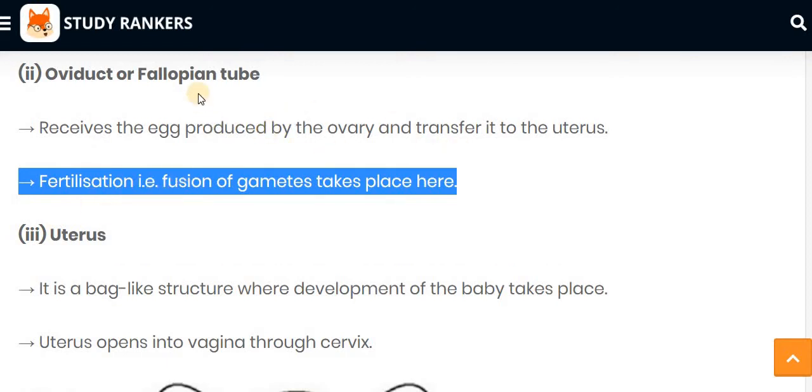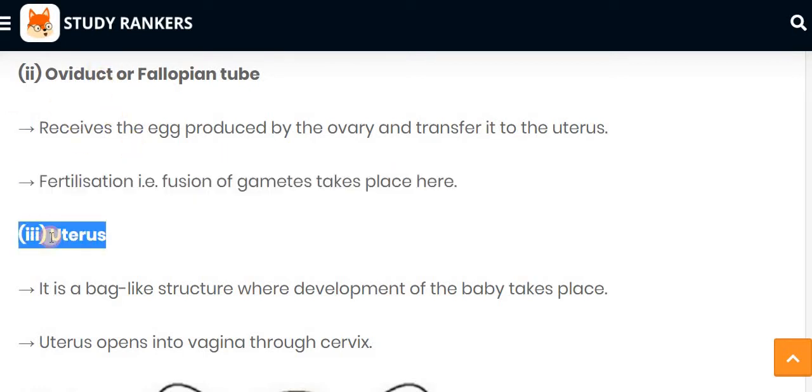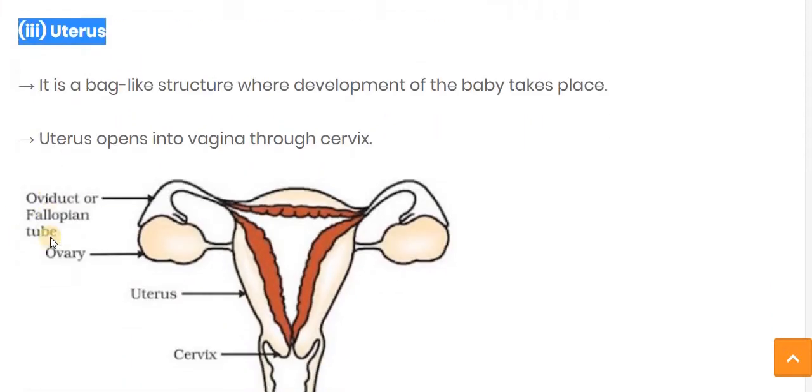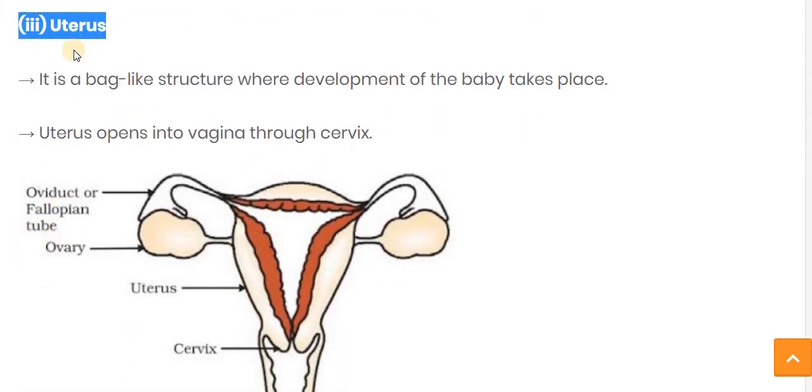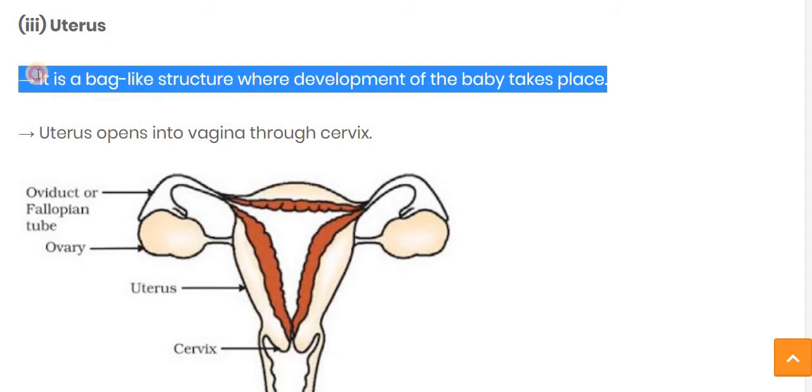Then the answer is oviduct or fallopian tube. So the fertilization of the ova and the sperm cell occurs at the oviduct, or you can say the fallopian tube. Now let's move further. The uterus. The uterus is a bag-like structure where the development of the baby takes place. Here you can see, this is called the uterus.